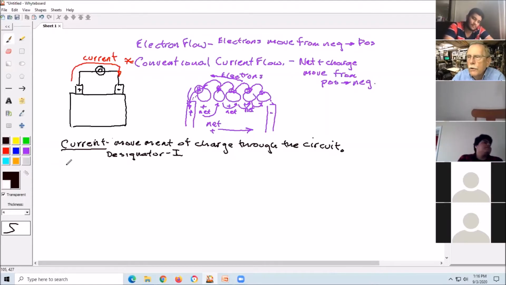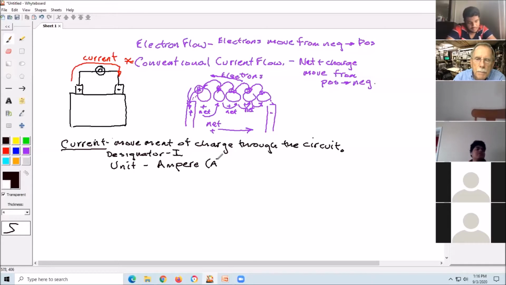How much charge flow do we have? How many charges flow through the circuit? We mentioned last time charges are in coulombs. So how many coulombs through the circuit? The intensity of the charge flow is what we use. And the units that we measure current in is the ampere, named after the physicist Ampere. And we abbreviate the ampere just as a capital A.